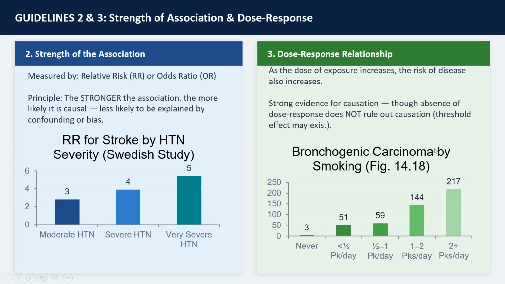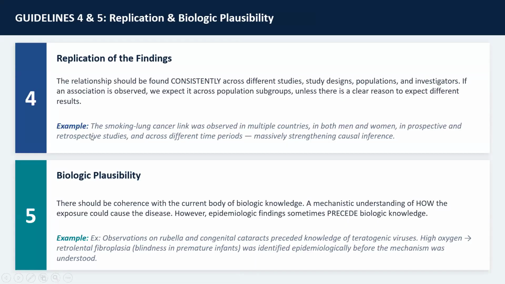For example, bronchogenic carcinoma and smoking. If there is no smoking, no carcinogen is present; there is a 50% chance with half a pack per day, 59% chance with 1.5 packs per day, and so on.